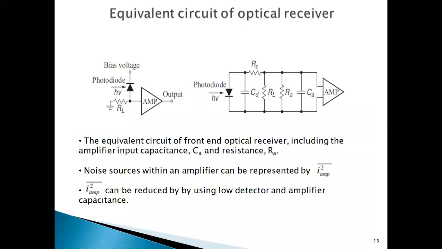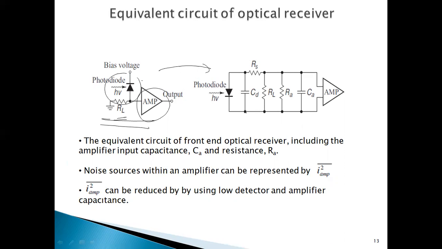Hopefully by now you understand the sources of noise in your optical receivers. This will be the equivalent circuit of your optical receiver. We have the photodiode, the amplifier, the load resistor, and the reverse bias voltage on your circuit. In the equivalent circuit we have the photodiode, the detector capacitance CD, RL which is the load resistor, RA which is the amplifier resistor, CA which is the capacitance of the amplifier, and RS which is the series resistor of the system.